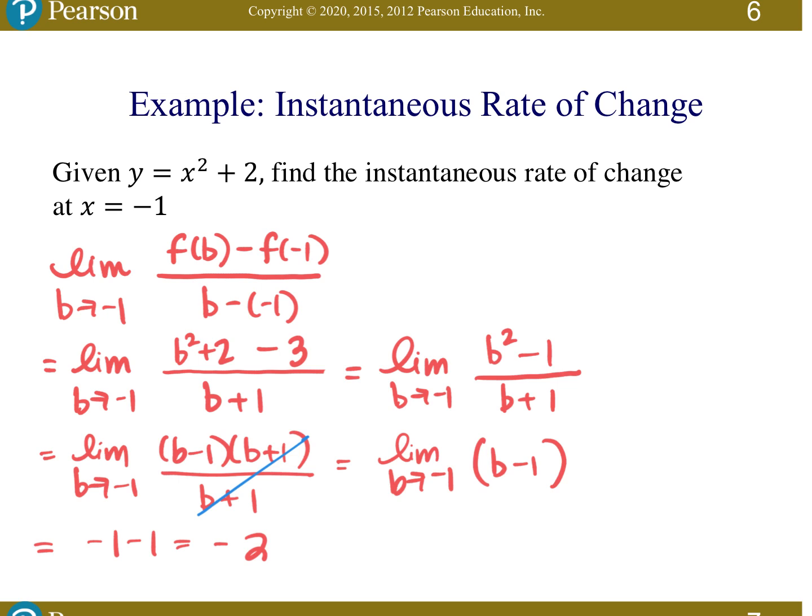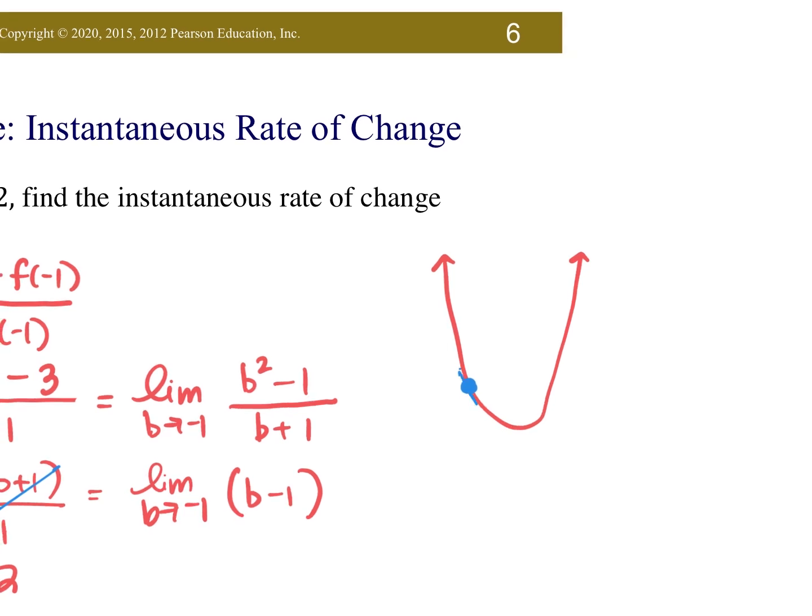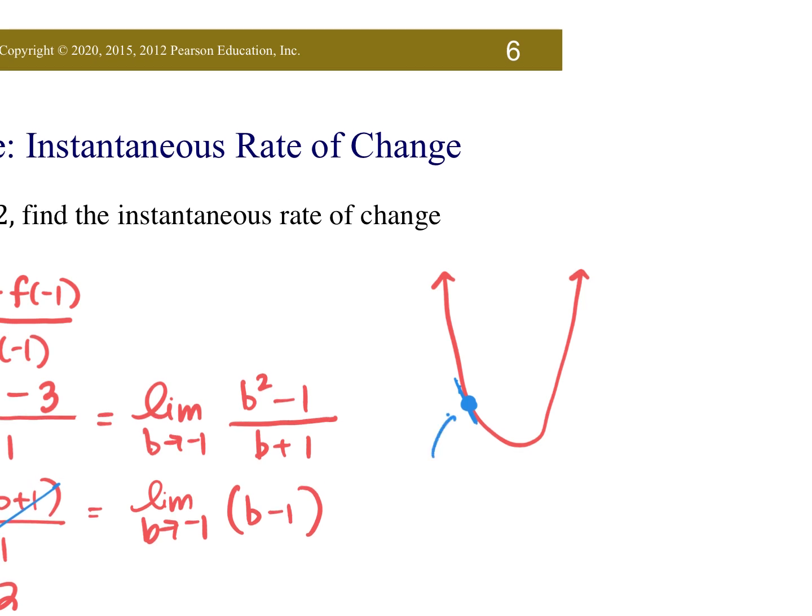It will never be -2 again. Anywhere else on the parabola, the slope will never be -2 again. Let's take a look at that. Can you sketch a parabola right here? Okay, there's a sketch of the parabola. -1 is about right here. The little tangent that would go right there, that's going to have an instantaneous rate of change, or a slope right there, is -2. Nowhere else on the parabola will there ever be a slope of -2.